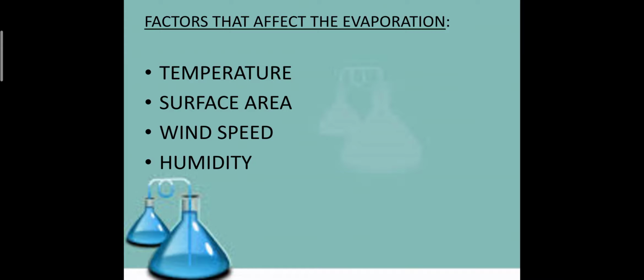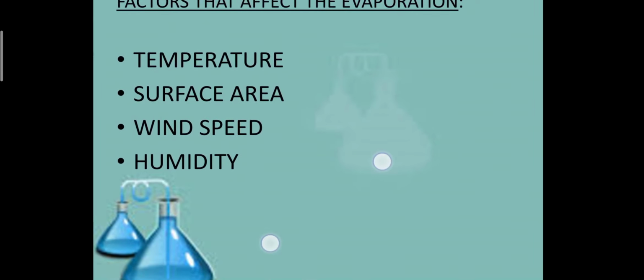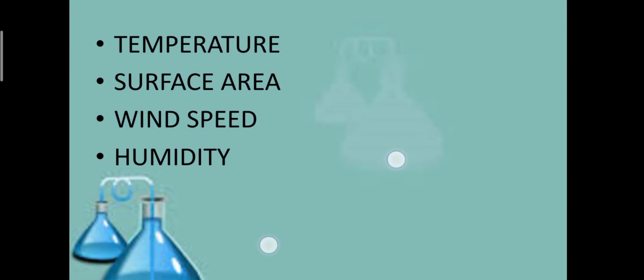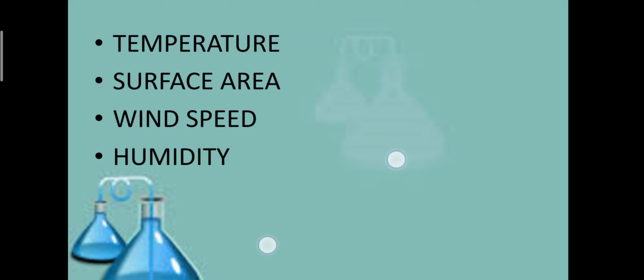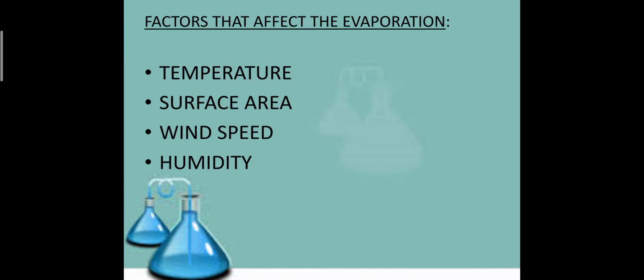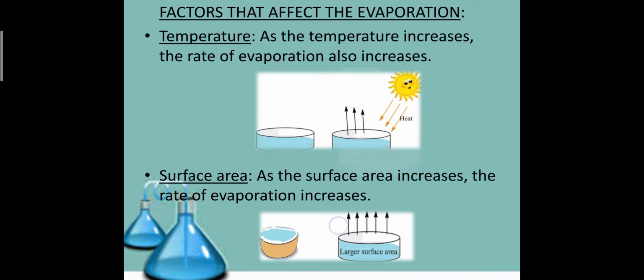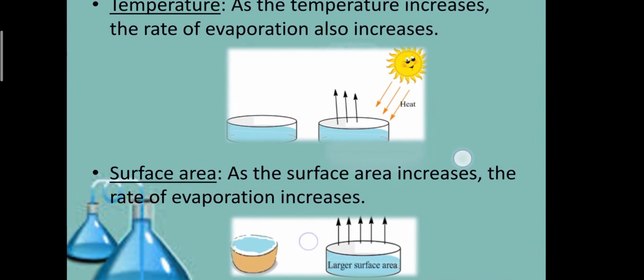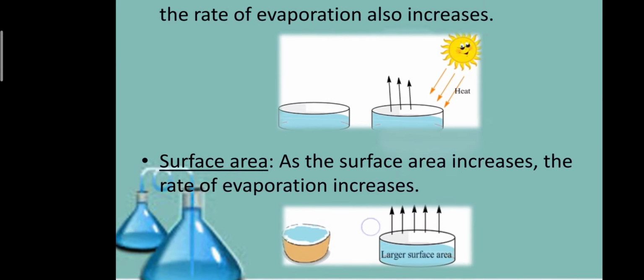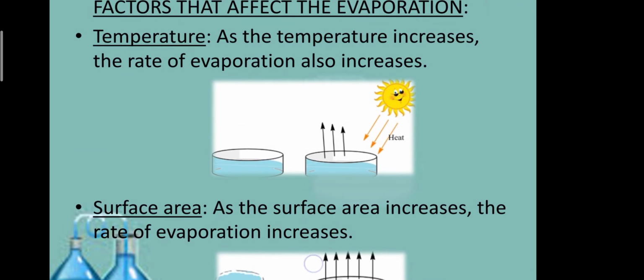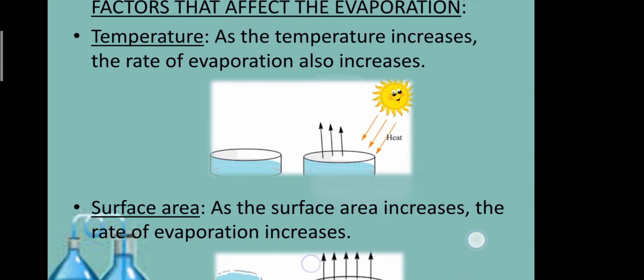Next, coming to factors that affect the rate of evaporation. Now there are four major factors that affect the rate of evaporation. First one is temperature, second surface area, third wind speed, and fourth humidity. Now we'll go through these factors one by one. First is temperature. Now as the temperature increases, the rate of evaporation also increases.